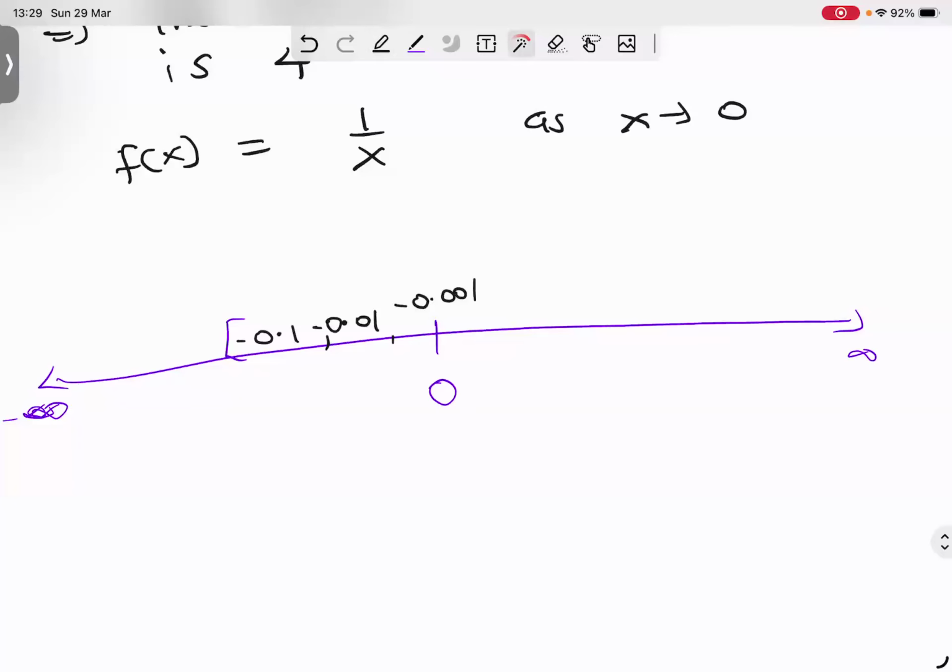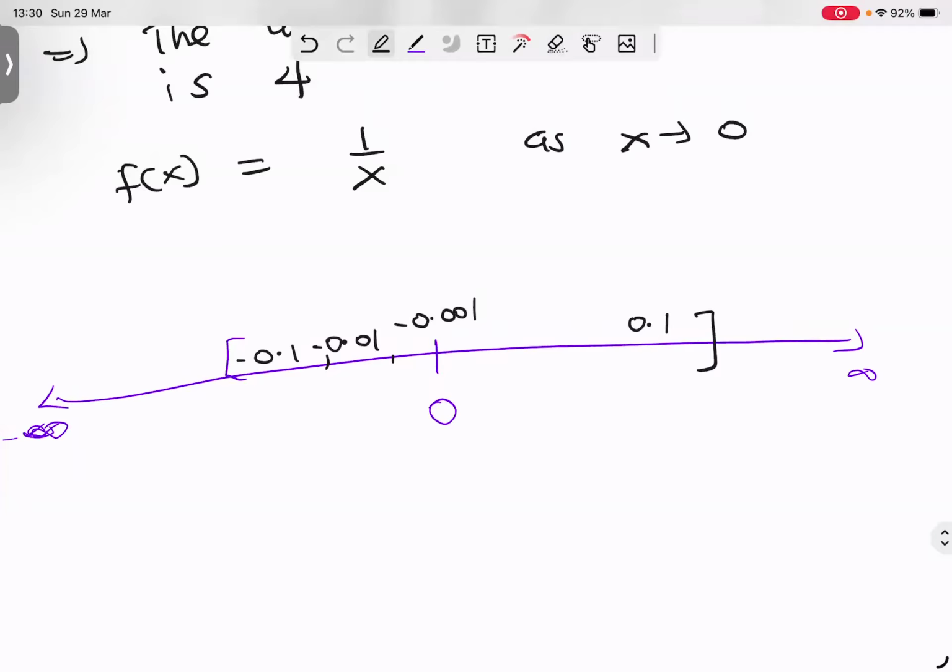Then we can also pick numbers from the positive infinity direction. Some of the numbers that are closer to 0 or in the neighborhood of 0 from the positive infinity direction, let's reverse the negation. So we can have 0.1. We can also pick 0.01, and then we can also pick 0.001. These are some of the numbers that are closer and closer to 0 from the positive infinity direction.